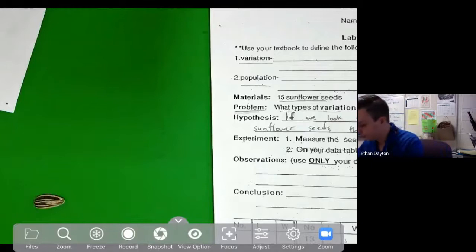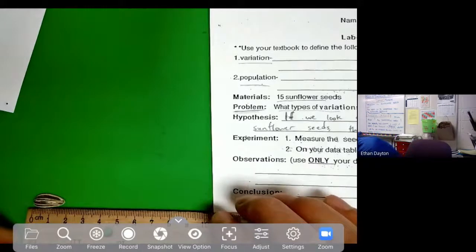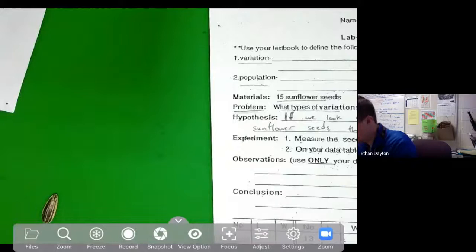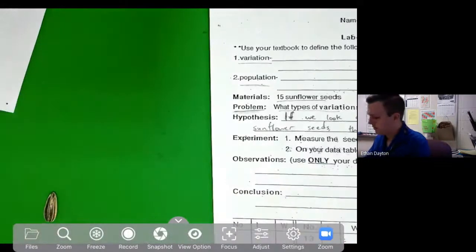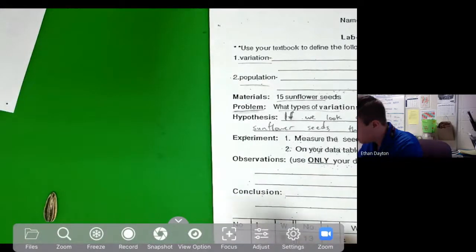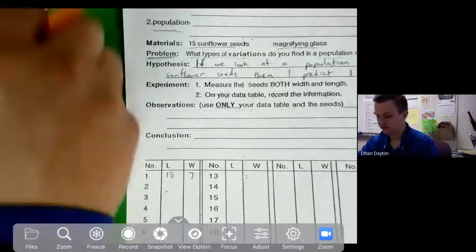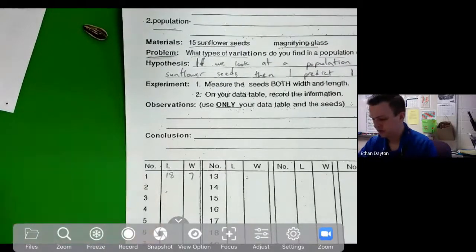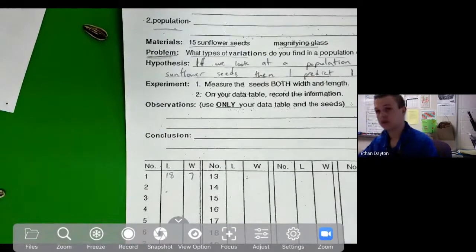Here's my first seed. I'm going with millimeters. That is 18 millimeters long. And then at its widest, it is 7 millimeters wide. So 18 and 7 for the first one. Got it? Let's keep going. Ooh, this one's cracked. I don't want it. Gotta get those jumbo seeds next time.